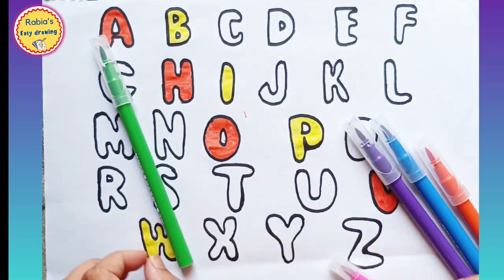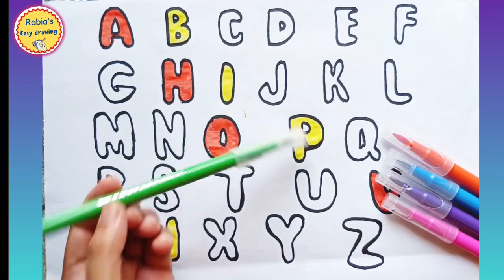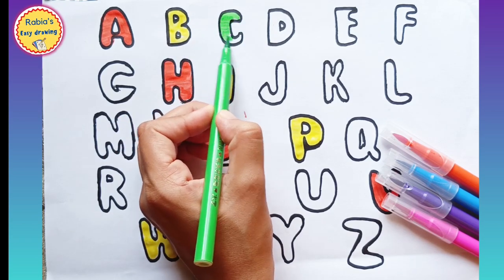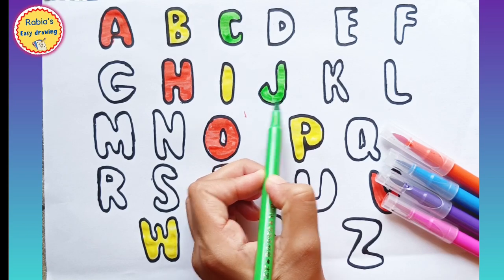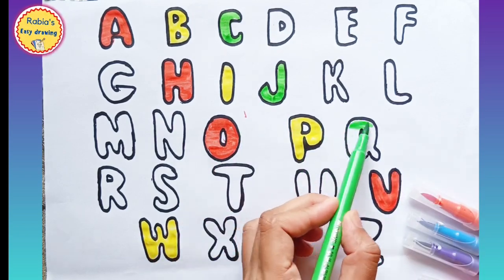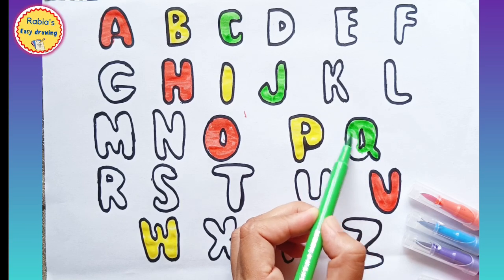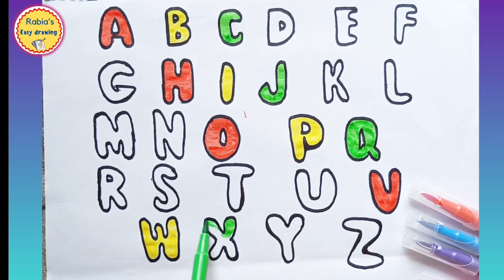Let's use this cute green color. Let's open it. We are filling alphabet C, alphabet J, then alphabet Q, X with green color. We are done with green color.